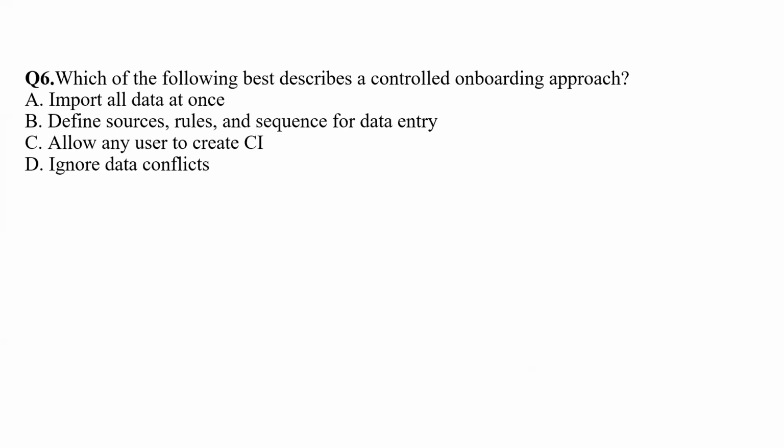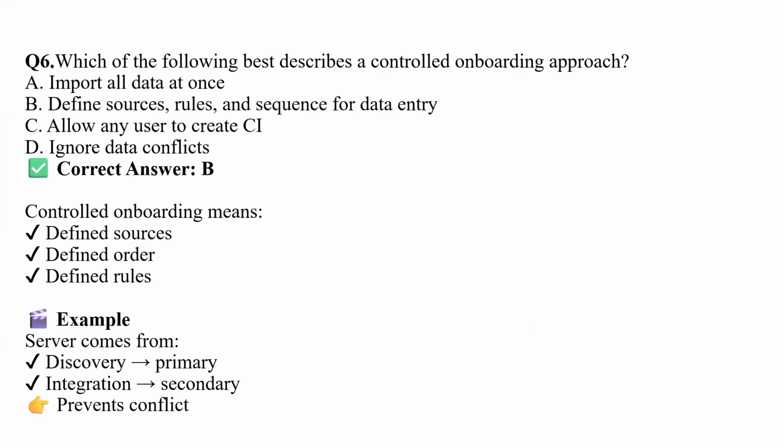Next one. Which one of the following best describes a controlled onboarding approach? Option A, input all data at once. Option B, define sources, rules, and sequence for data entry. Option C, allow any user to create CI. Option D, ignore data conflicts. So the correct answer is option B, define sources, rules, and sequence for the data entry.